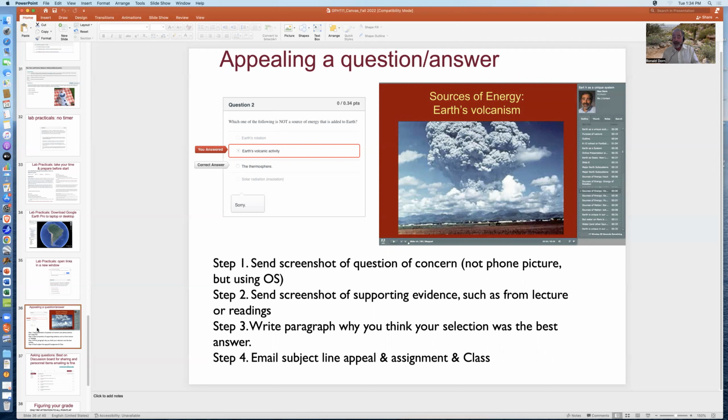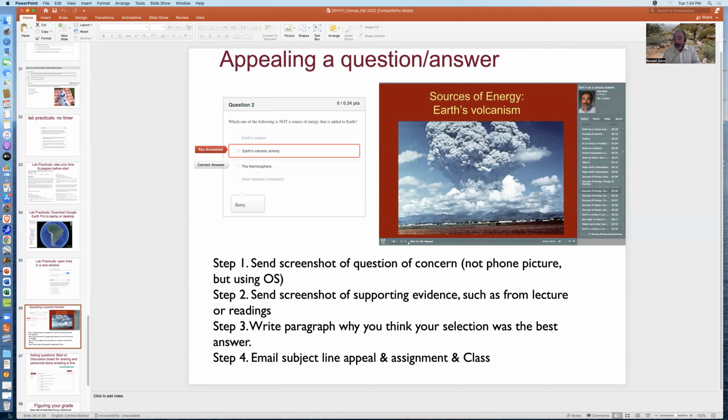I have a procedure. You need to take a screenshot of the question, take a screenshot of the information you used to answer that question, and send them to me. Please don't send me a picture from your phone of the screen. You need to learn how to use the operating system. Just Google taking a screenshot from your computer. So you send the screenshot, you write a paragraph on why you think you're correct, why your selection was the best. And that means you have to explain why the other choices are not as good as the one you chose, and then email me.